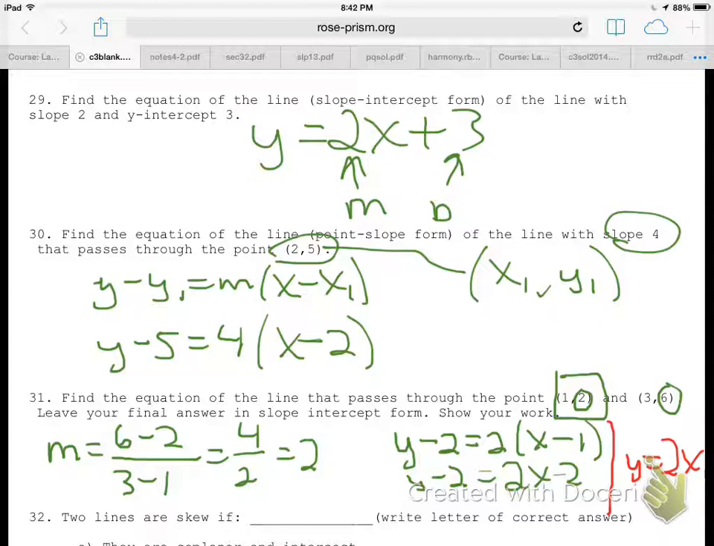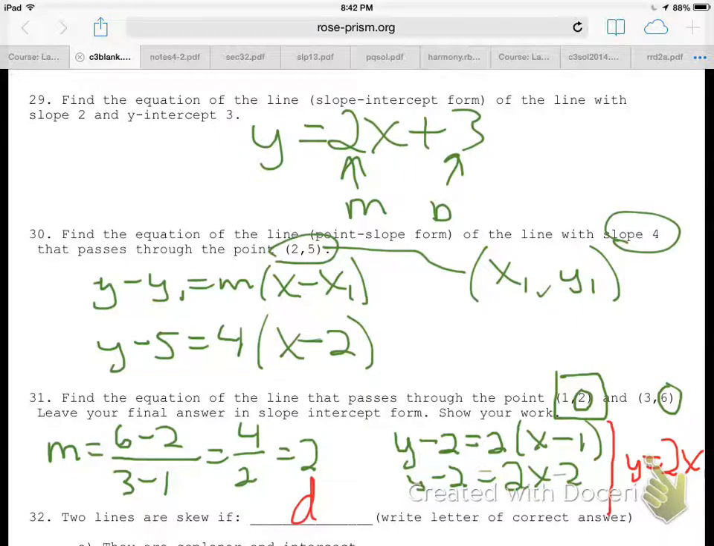Okay, 2 lines are skew if they don't intersect and they are not coplanar. If they're coplanar and don't intersect, we call them parallel. So this was choice D off of your list on the next one.